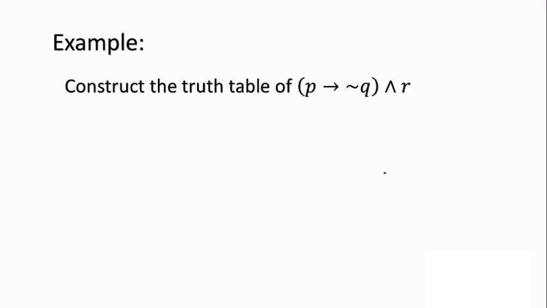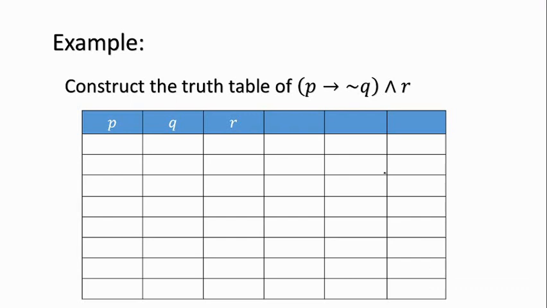Now, what if we wanted to construct the truth table of this compound statement? Notice that we are given three propositions, P, Q, and R. So how many possible combinations do you think we will get here? If you said there's 8, then you are right. We apply what we learned earlier in finding all the possible combinations of 3 propositions.